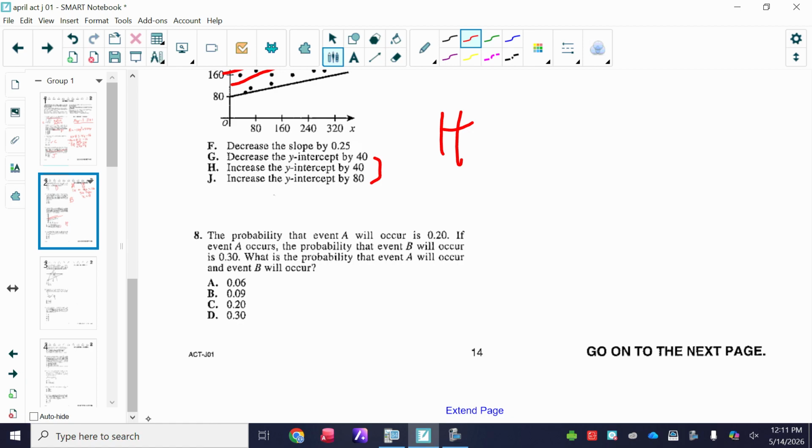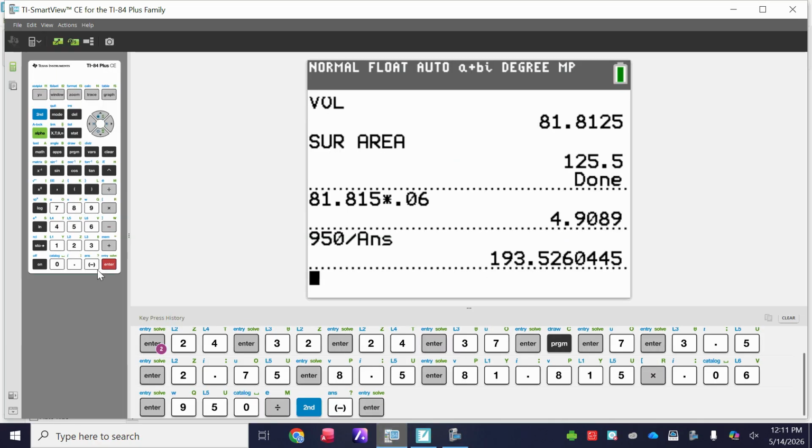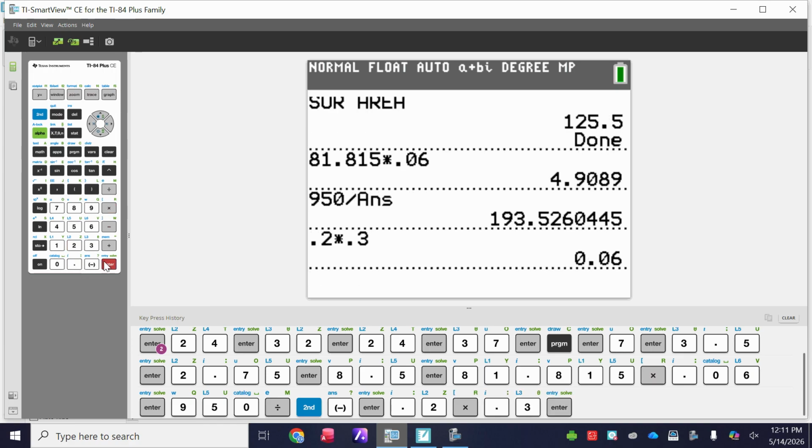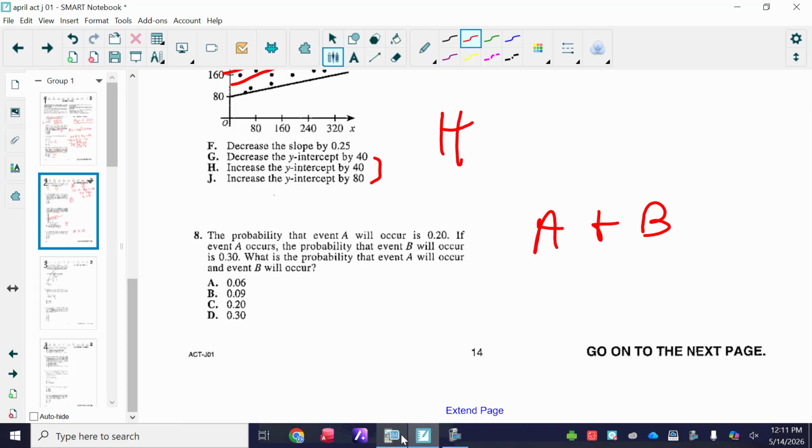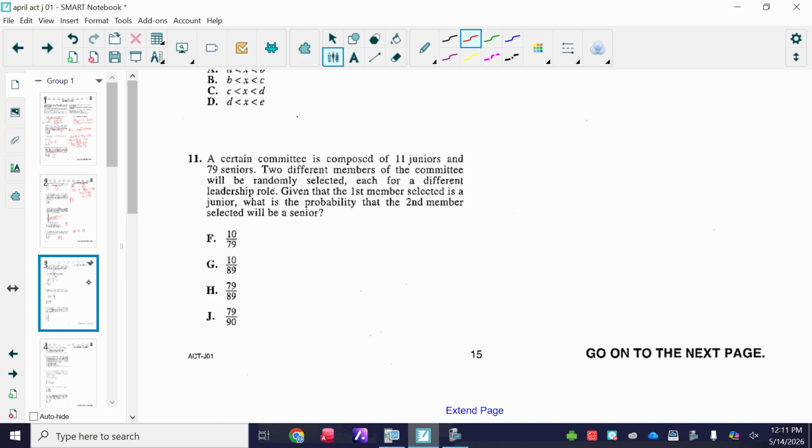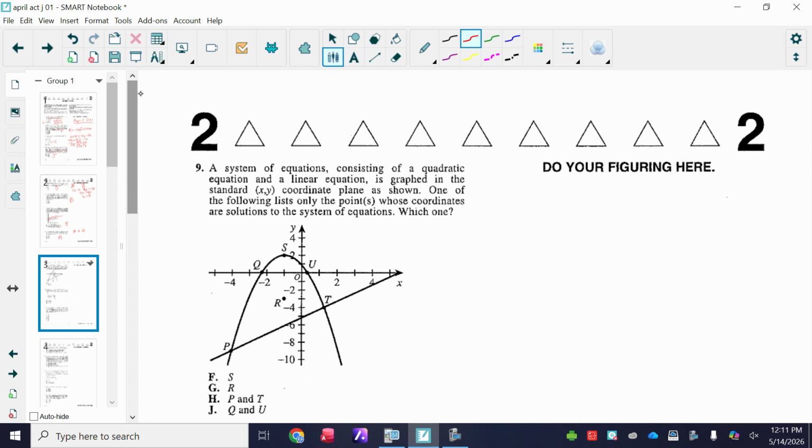This is called combination probabilities, A and B. You times them. So it's just 0.2 times 0.3 to give you the answer for the perfect answer, 0.06. I did that in my head, I realize now. Page 3, moving right along. You have a system of equations, and they intersect in two places, P and T, choice H.